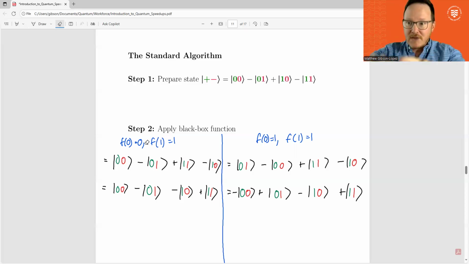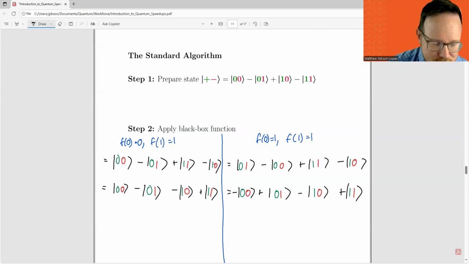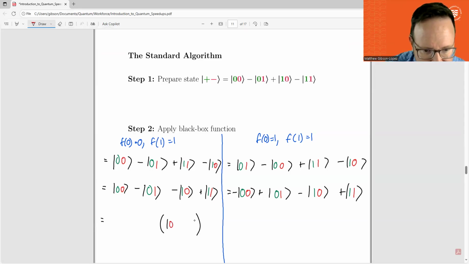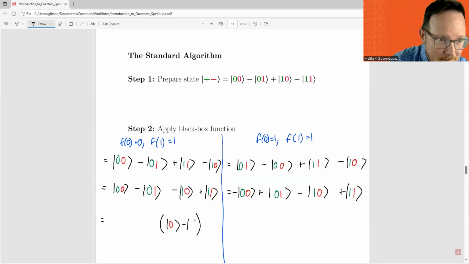Now I want to factor this back out into individual qubit states. So long as they're not entangled, you can factor the states back out, which we're not really talking about entanglement here, but right now I can factor these states back out. So we can see on the red qubit here, let me write it down and then I can try to give some intuition. This is going to be 0, -1. The red qubit will be 0, -1.